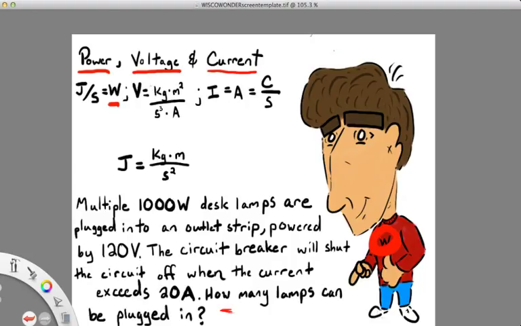All right, voltage is given in units called volts. It has a pretty complicated unit definition here. It's kilograms times area over unit time cubed times amps. And then current is basically just given in amps, and that's coulombs per second.